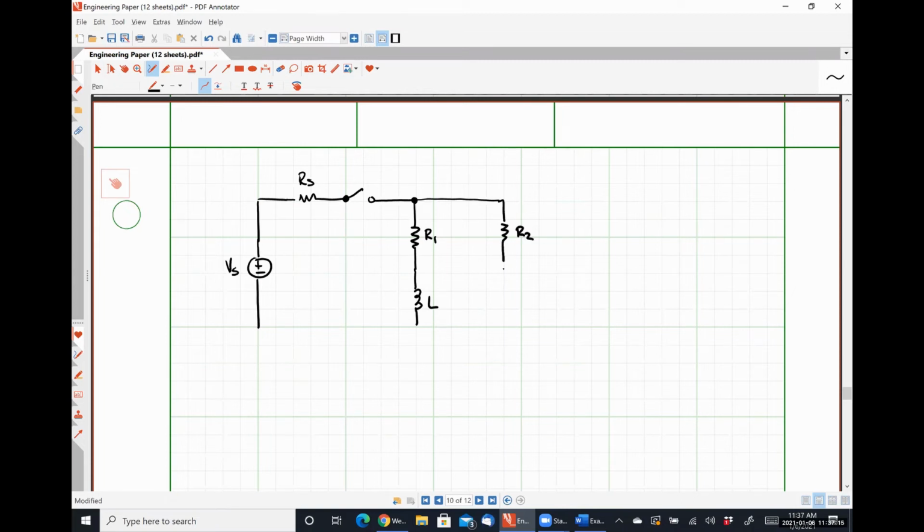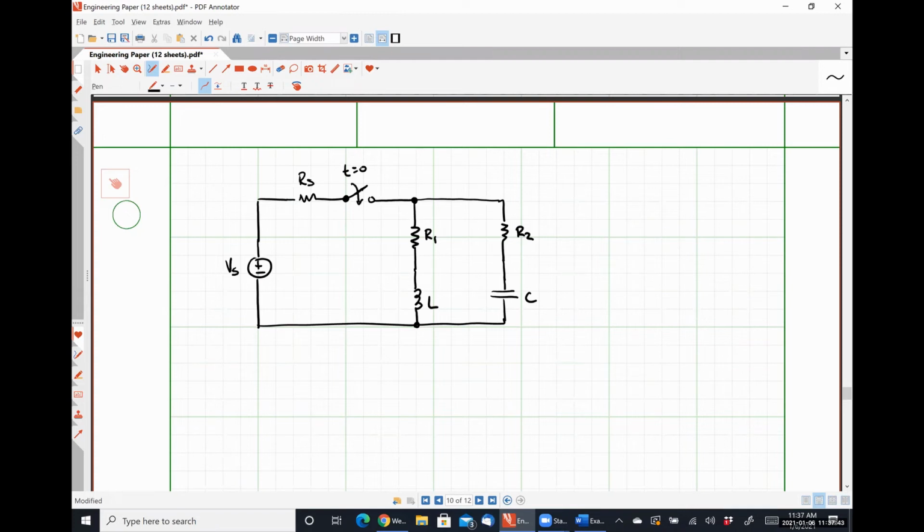Here's a resistor R2. Here is a capacitor C. All right, so we need our switch to be going down here at t is equal to 0.